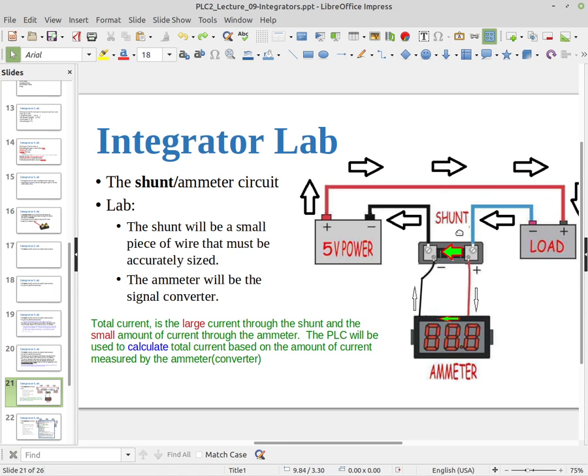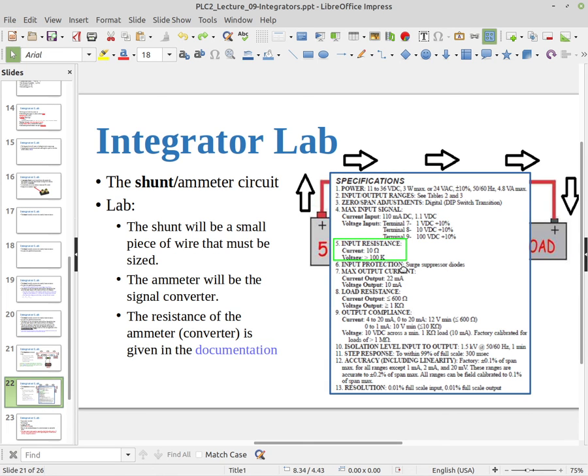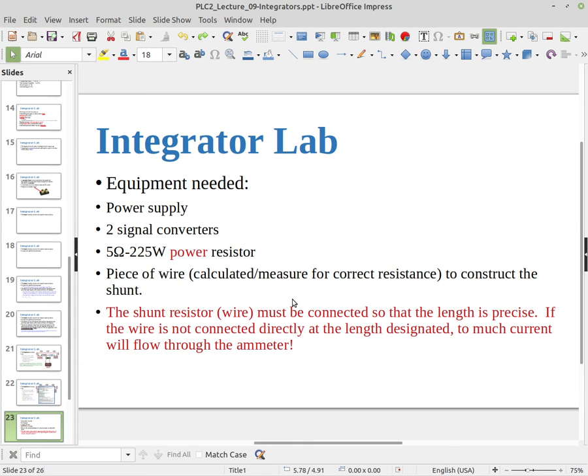Okay, and so if we know the resistance of the shunt and we know the resistance of the ammeter, then we can calculate how much current is flowing total through the shunt plus through the ammeter. And if you look at the documentation on your ammeter, it's going to tell you what the resistance of that is. You just have to read the documentation and report that.